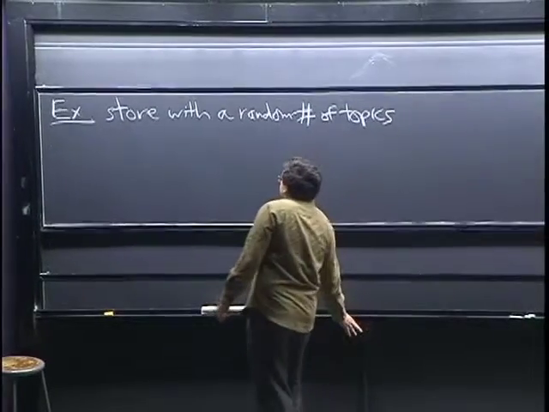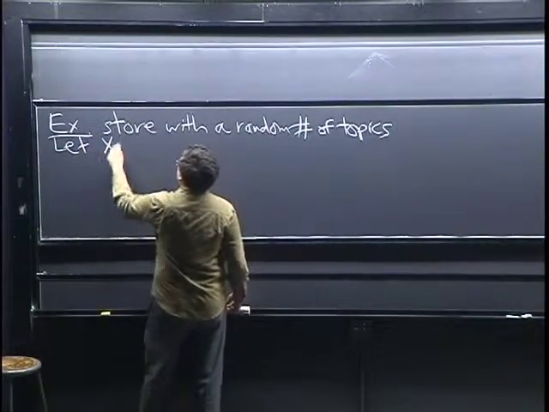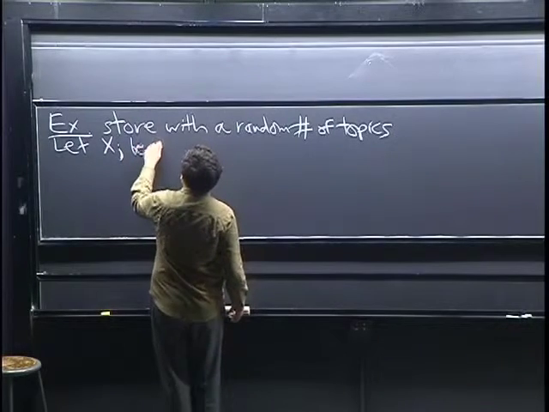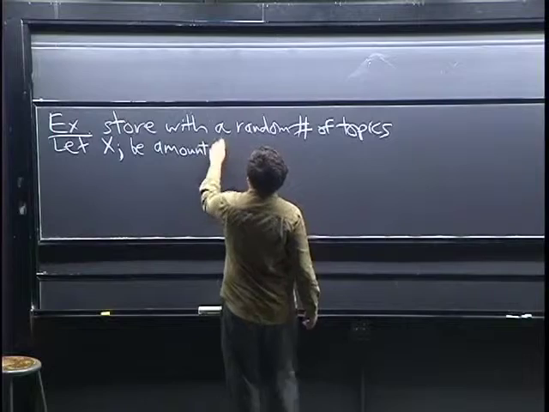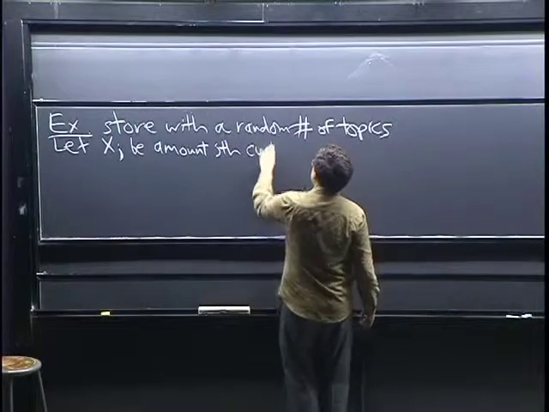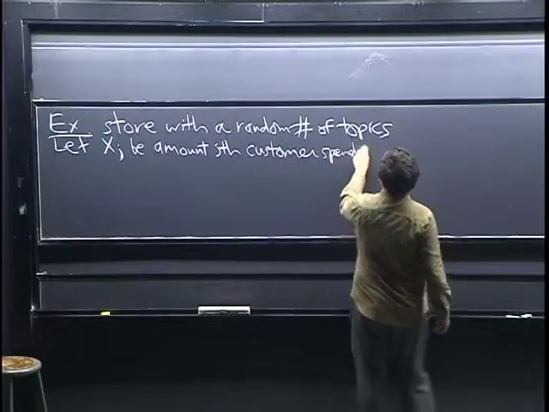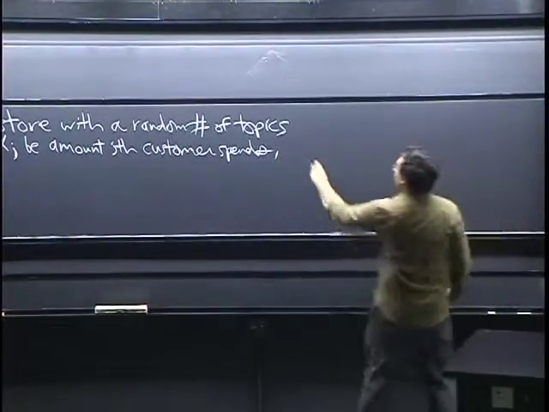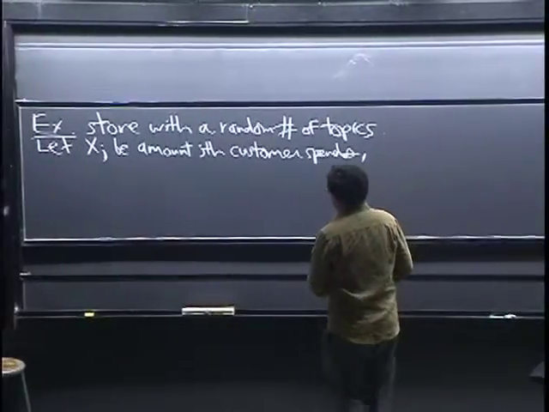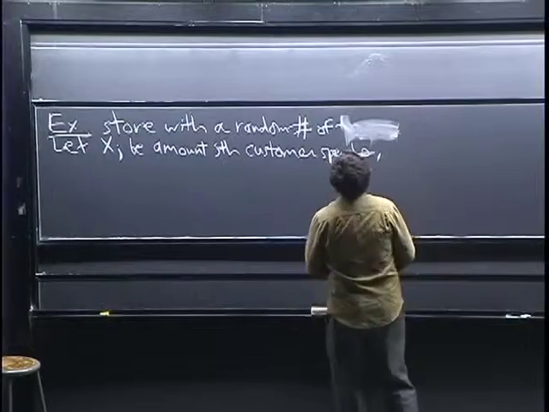So let's let xj be the amount that the jth customer spends. Okay, and then let's assume that there are a random number of customers.